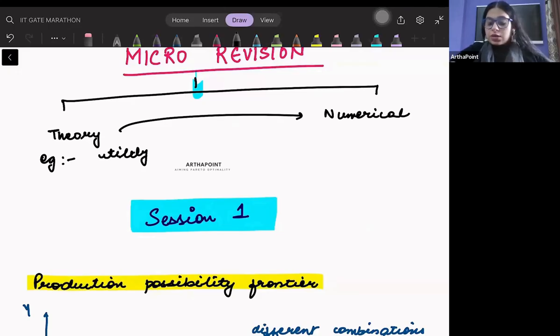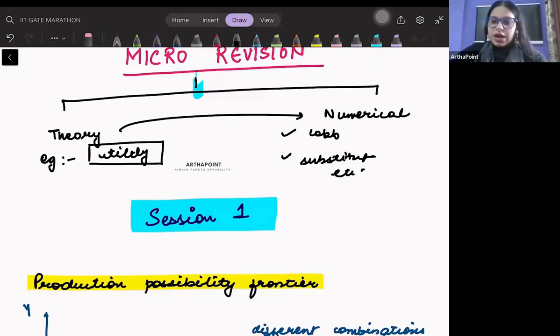Don't worry. Okay. So for every theory question that you do, you must be accounting it with the numerical. So if you're doing, suppose, the concept of utility, then you should know how to solve a Cobb-Douglas utility function, how to solve a substitute good utility function, etc. ये सब solve करना भी आना चाहिए. Only then that would be a full-fledged practice, right?